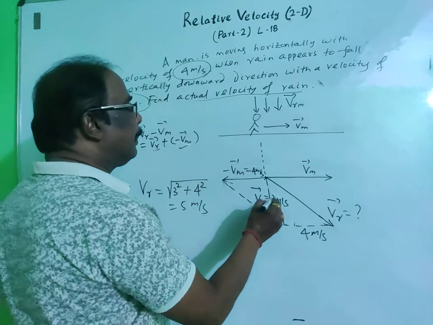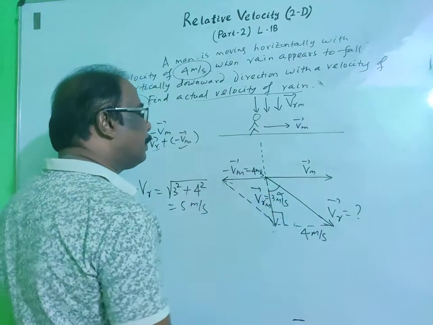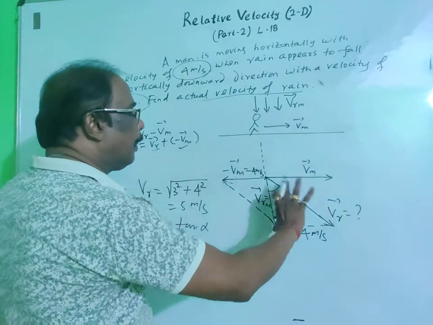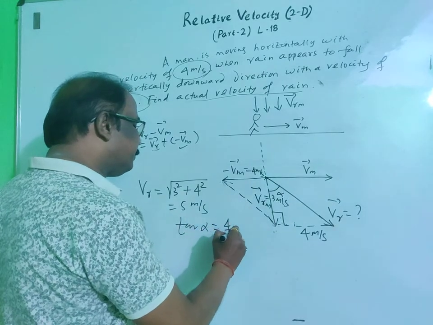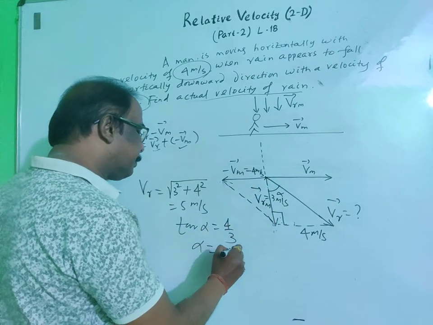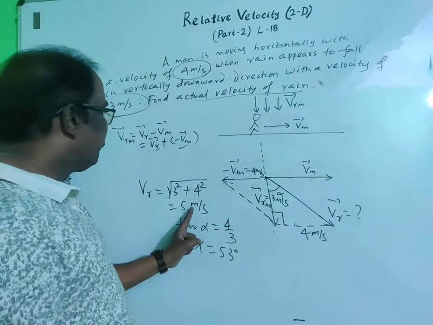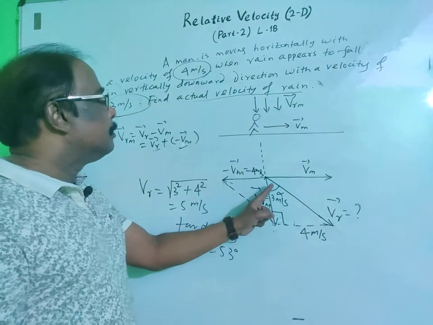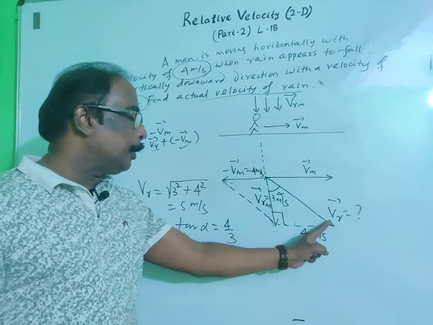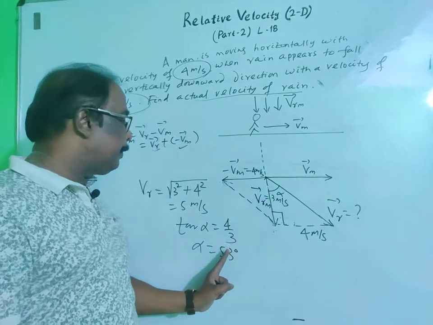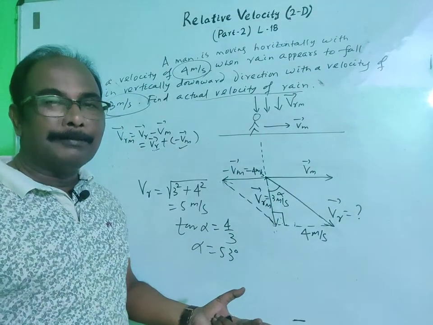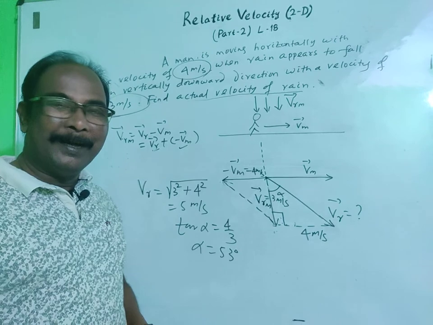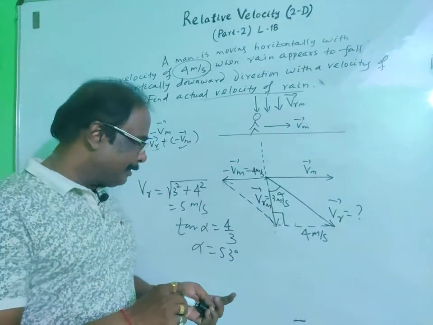And accordingly, you can calculate direction of actual velocity of rain. If this is alpha, then tan alpha is equal to perpendicular upon base, means 4 by 3, then alpha is 53 degree. This is magnitude of actual velocity of rain, and this is direction, means actual velocity of rain falls making an angle 53 degree with vertical. Do you want to solve it taking orthogonal unit vectors? Okay. Again the same answer will come.